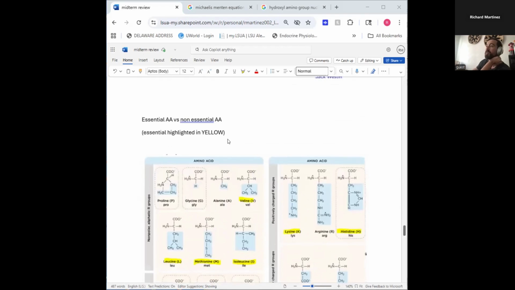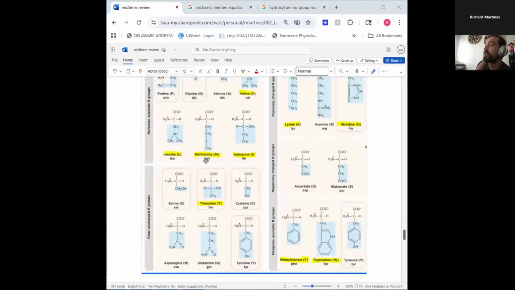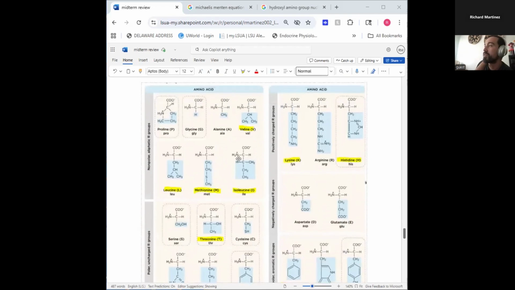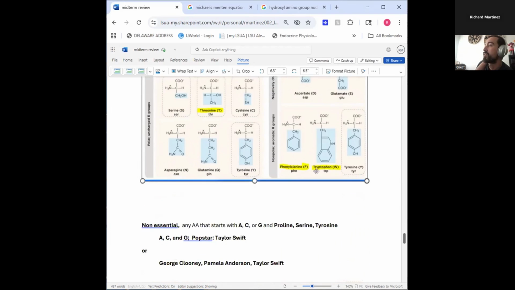So we got essential amino acids. We just have a few more minutes left, so we'll wrap it up. Essential amino acids versus non-essential. I highlighted the essential in yellow. I'd keep a printout of this. So you have valine, histidine, lysine, leucine, isoleucine, methionine, threonine, phenylalanine, tryptophan.